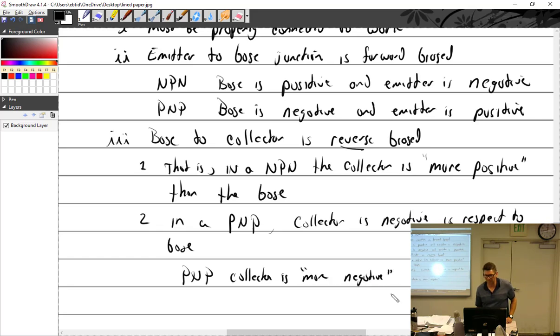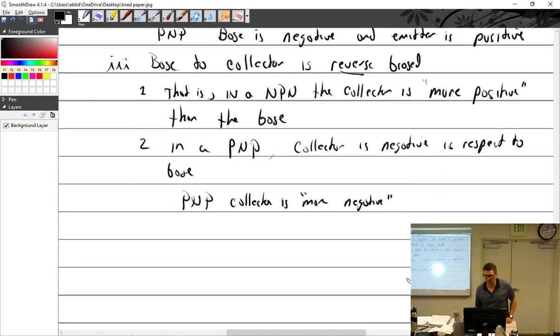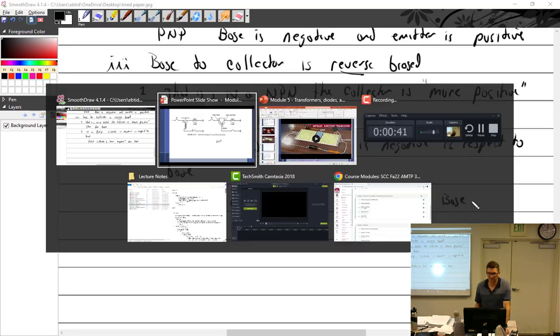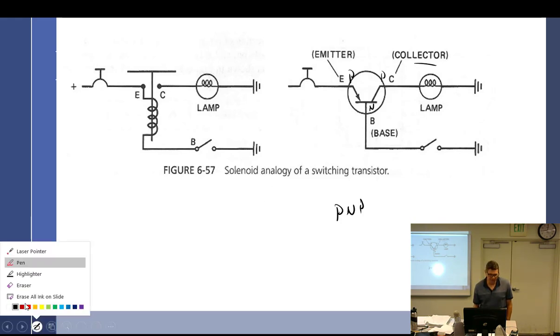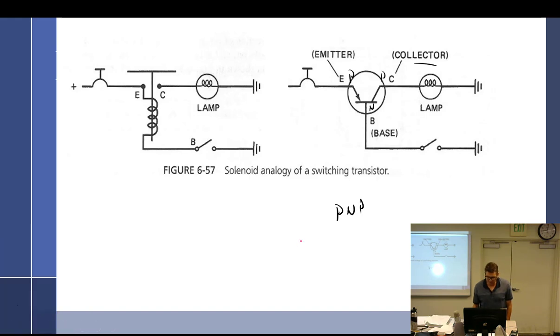More negative than base. Let's see if that holds up. Because if we go to our drawing, I'll come back to that. And what we just said is, and this is a PNP, so I said in a PNP, the collector over here is negative in respect to base.